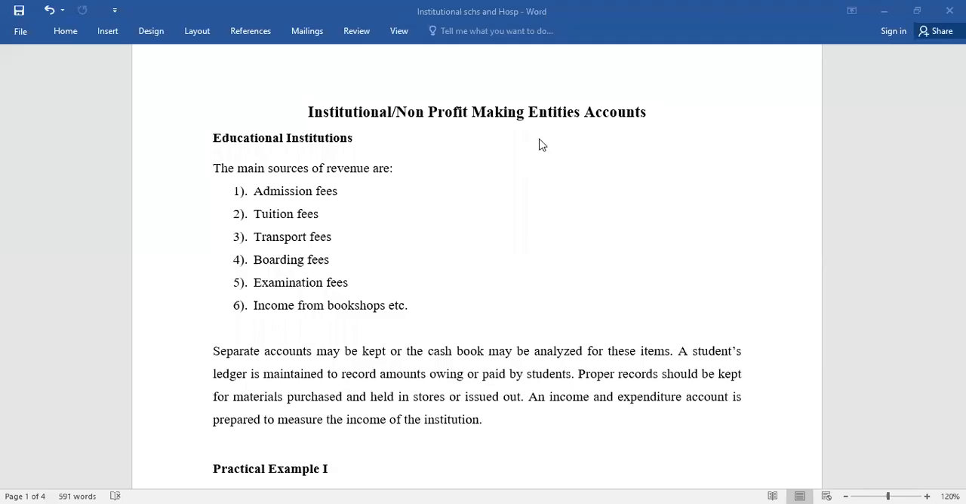Today we are looking at institutional and non-profit making entities' accounts. These are organizations whose mandate or objective is not to make profit. They are there for purposes of what we call the social economic welfare of the society. In this category, we'll confine ourselves to schools or educational institutions and hospitals.